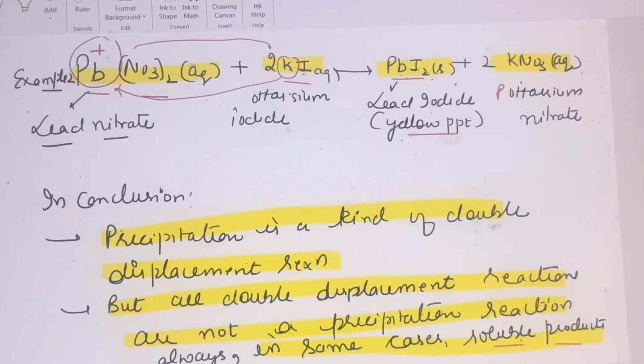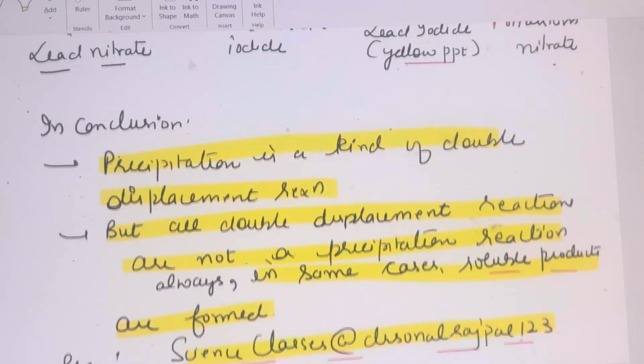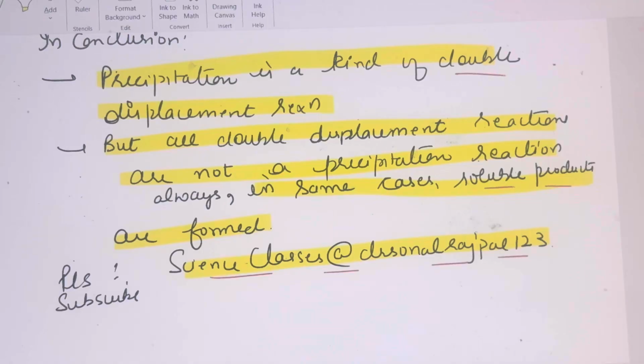So in conclusion students, I want to say every precipitation reaction is a kind of double displacement reaction. Students, जहाँ पर भी PPT formation होगा, there is an exchange of ions, and this is an example of double displacement reaction. But all double displacement reactions are not always precipitation reactions, because in some cases soluble products are also formed.